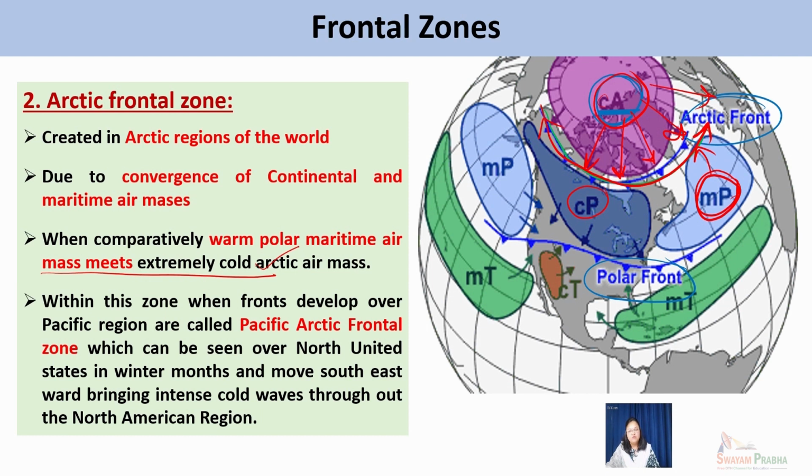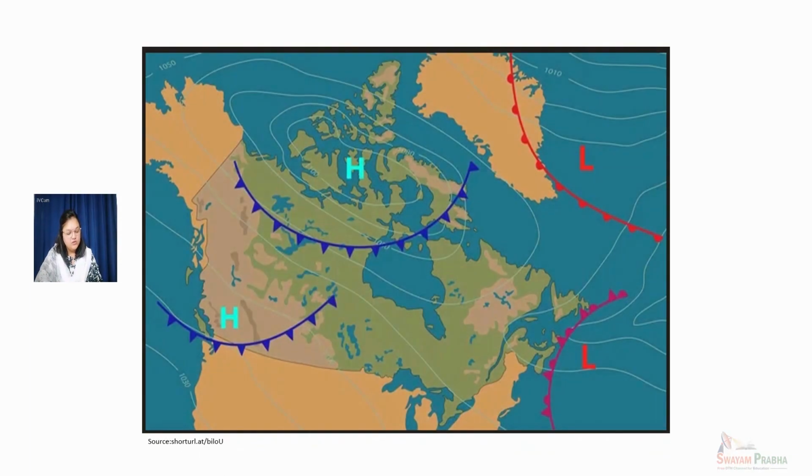Within these zones, when the fronts develop over the Pacific regions, they are called Pacific Arctic frontal zones, which can be seen over the northern United States in winter months and move southeastwards, bringing intense cold, chilly waves throughout the North American region. As you can see in this map of North America, the northern part of Canada and Arctic regions are very cold, which leads to intense high pressure in these areas, which leads to the formation of cold, dry, dense air masses. And when these air masses are formed, they move southward, leading to the formation of cold fronts in these zones. Over time, this cold air mass tends to progress southwards, bringing very cold and chilly conditions to the areas of northern Canada and USA also.